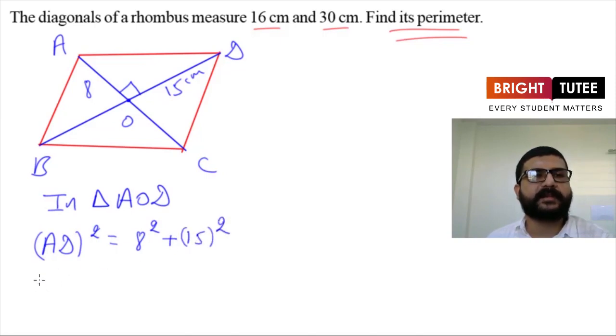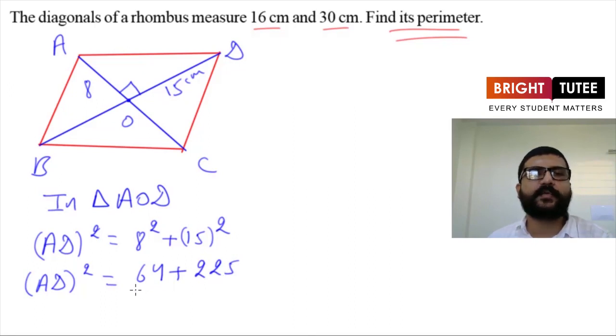Now from here we will get AD square is equal to 8 square is 64 plus 15 square, which is 225. Now what is 64 plus 225? It gives us 289. So it means AD square is equal to 289. Now let's prime factorize this number 289.